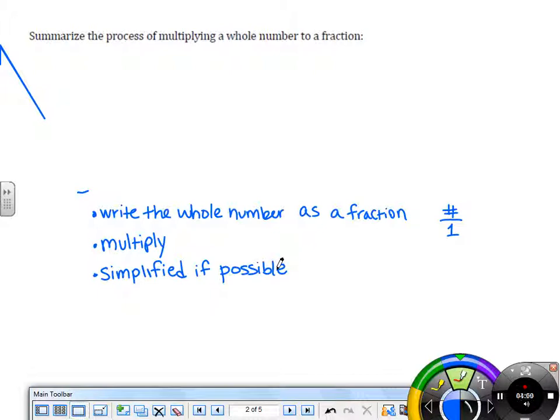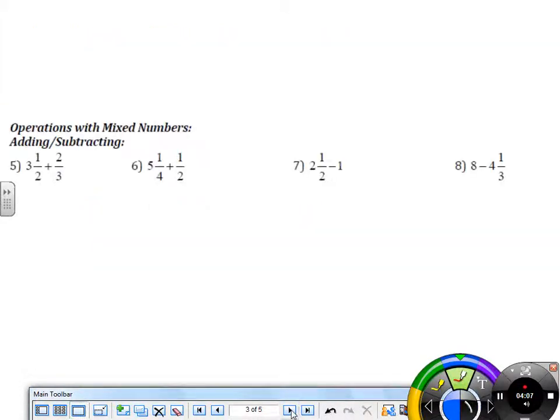Again, if you need the sub to pause the video, ask them politely to pause the video while you finish writing down whatever you need, and then they can play again when you're ready to move on.